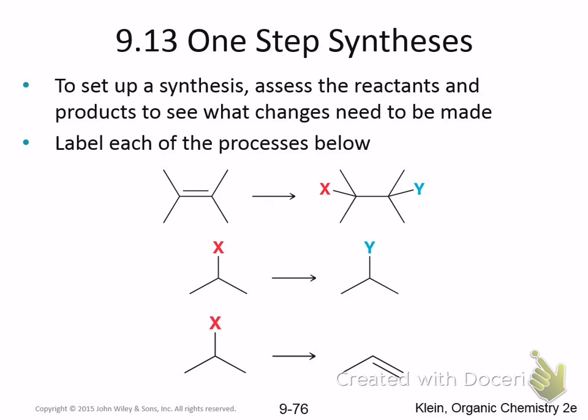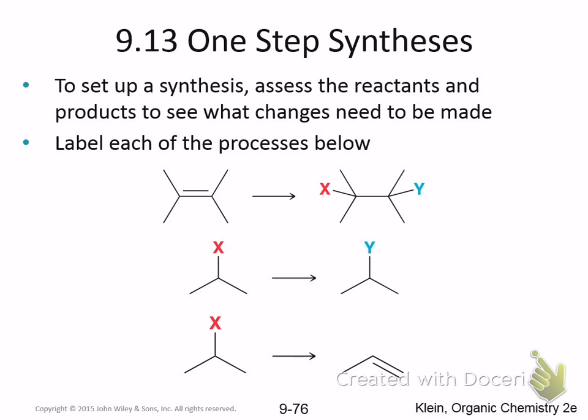Okay, so your book makes a big deal of this. I like to make a big deal of it, but they call it one-step synthesis. What is a one-step synthesis? It's a chemical reaction. So all these reactions that you're learning right now, like addition of HBr to an alkene or an elimination reaction using a bulky base, these are all one-step synthesis.